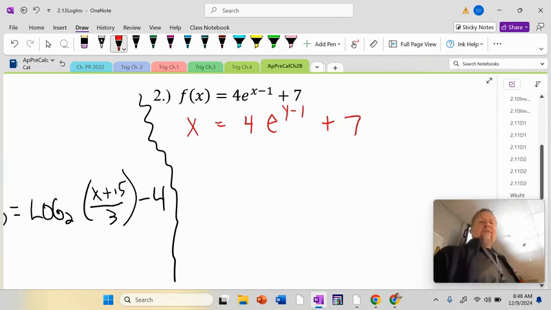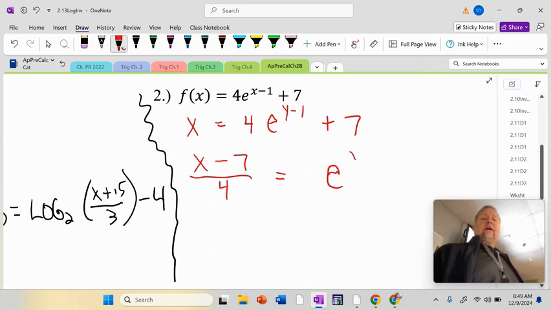No. Subtract 7, divide by 4. We got to be able to do that simple math. And then this is e raised to the y minus 1. If you want, then what you would do to both sides, if you like that, is ln both sides. Or I'll choose a different color, purple.